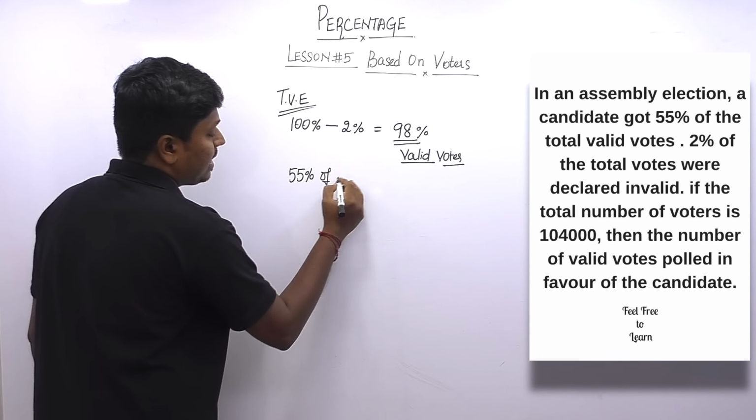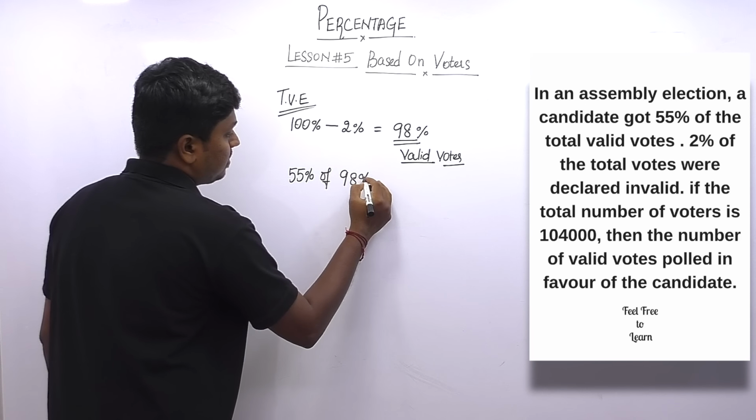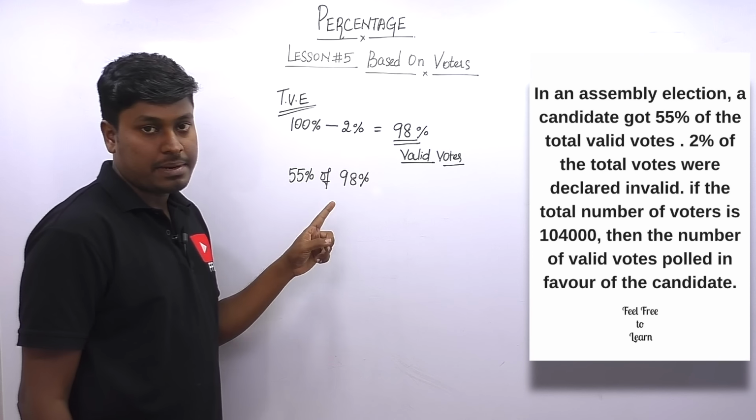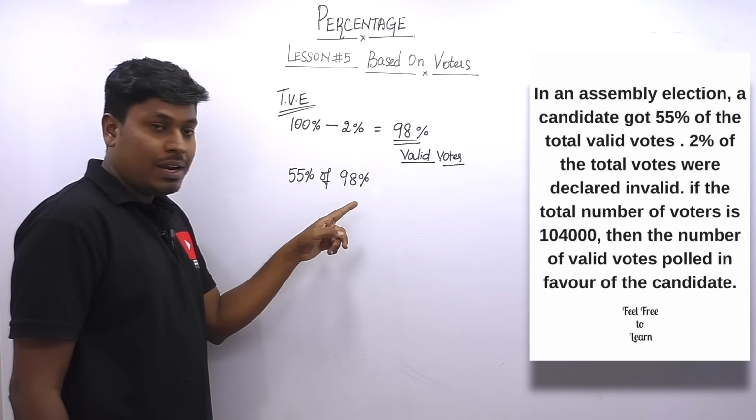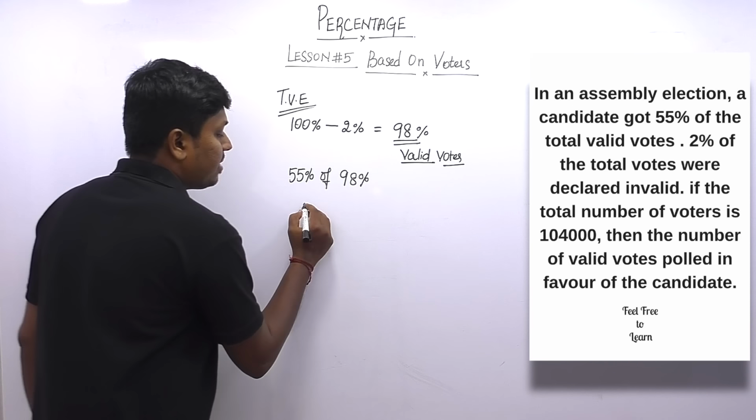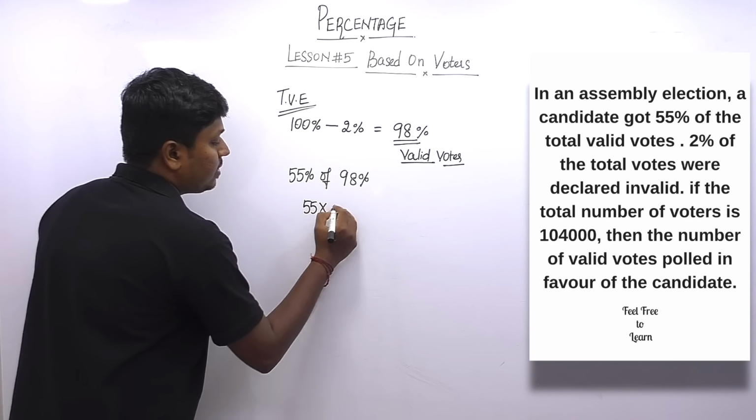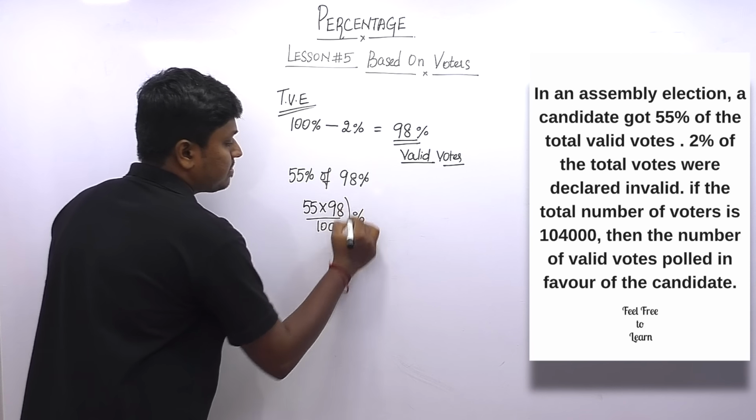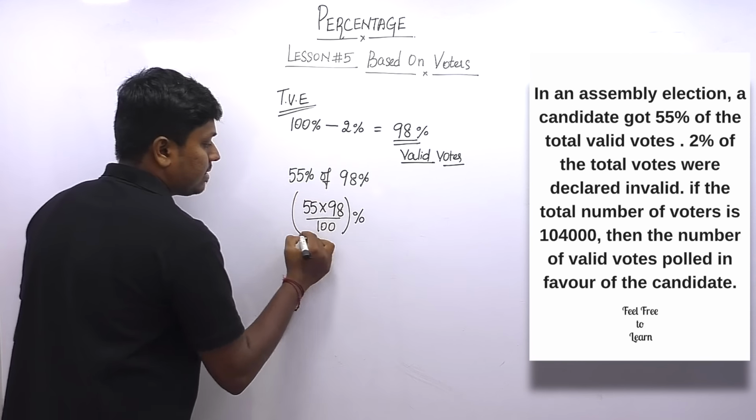55% of 98. So friends, listen carefully. In the previous question, they have given it in a direct statement, but in this question, a winner got 55% of the valid votes, which is 98. So this can be written as 55 into 98 divided by 100. So keep this percentage as it is. So now we need to multiply this, right?